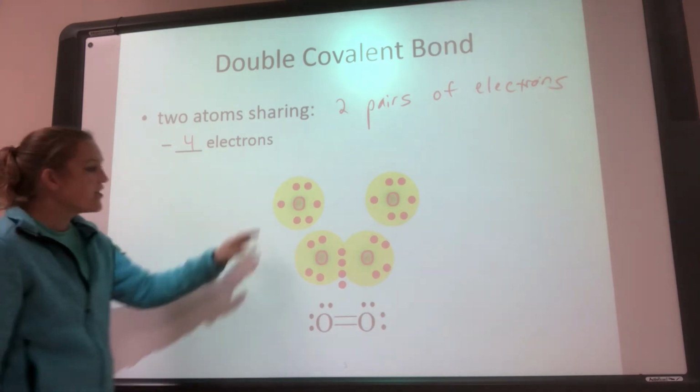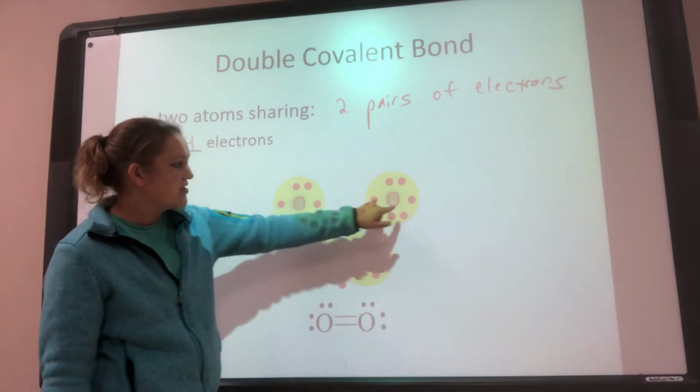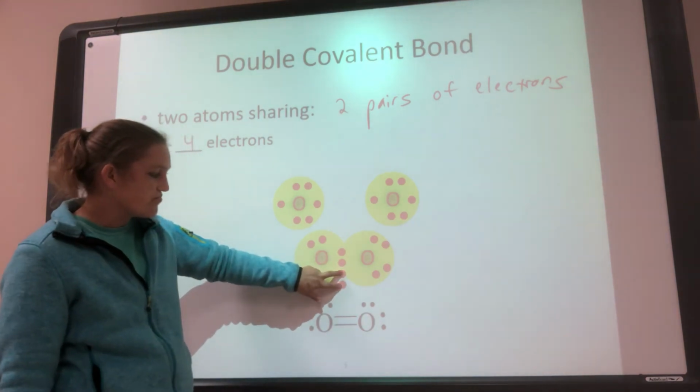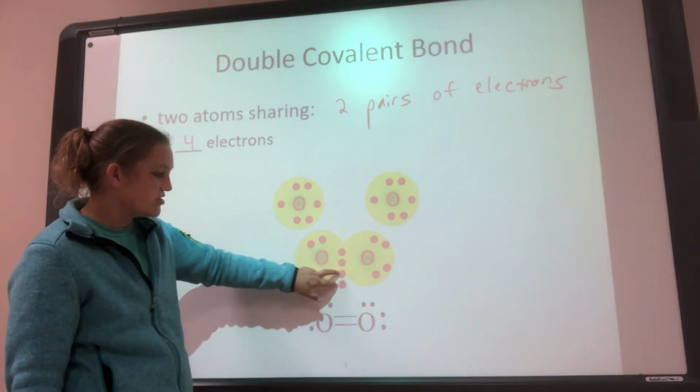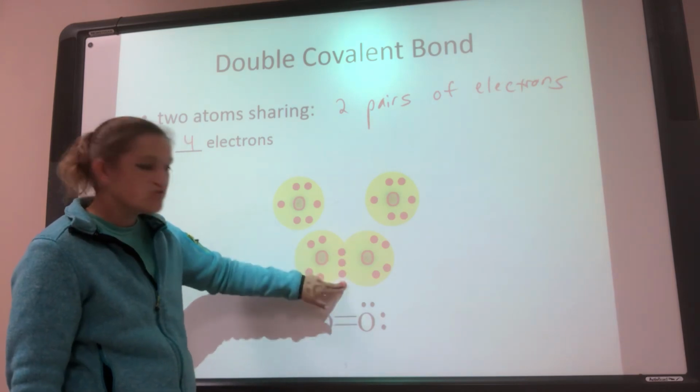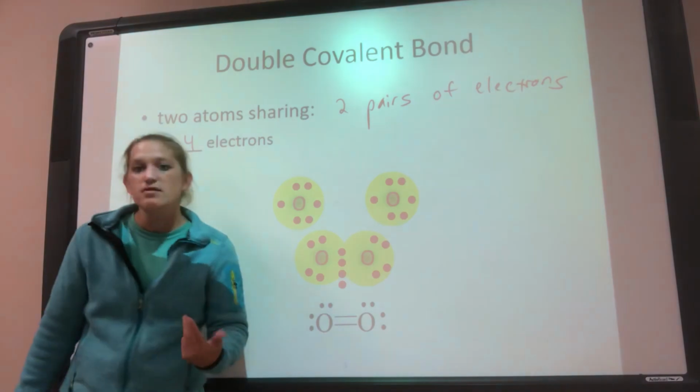So here, the oxygen is going to put in 2. This oxygen is going to put in 2. So I have 2 that are deposited or donated by each oxygen. So these 2 can make a bond. These 2 can make a bond because they're in between, they're shared. So that's where I get my double bond.